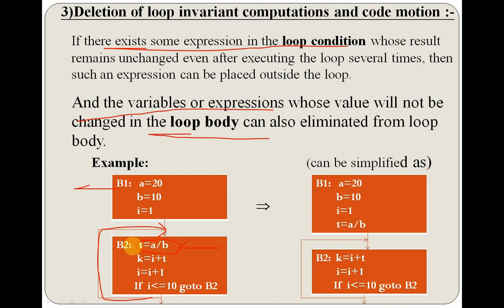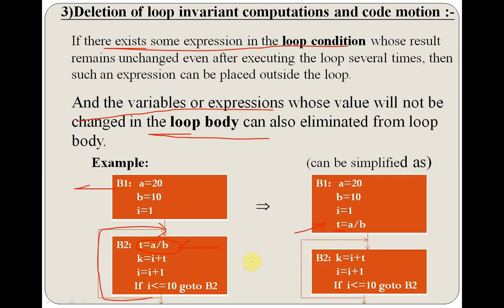It is unnecessary. So I can move this code to outside the loop, or simply like this, it is moved to the previous block. I can add it to the previous block, but I will get the same meaning. I am using T here. So K equal to I plus T directly. I am eliminating this T equal to A by B from B2, and the A by B calculation is moved to B1.